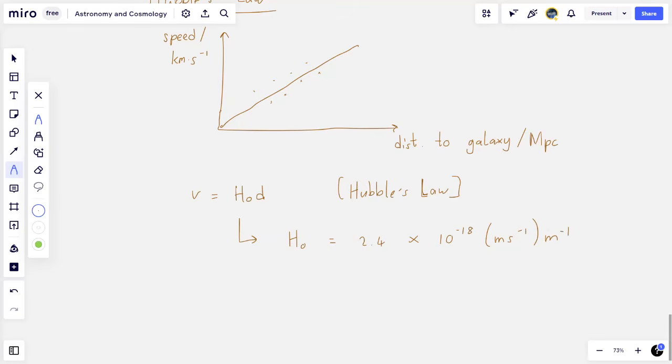Now I know what you're thinking, this is simply per second. But let's think about what this tells us. What this means is that the recession of any distant object is 2.4 times 10 to the minus 18 meters per second for every meter that it is away from us. So the person sitting next to you, a meter from you, is receding from you at a speed of 2.4 times 10 to the minus 18 meters per second.